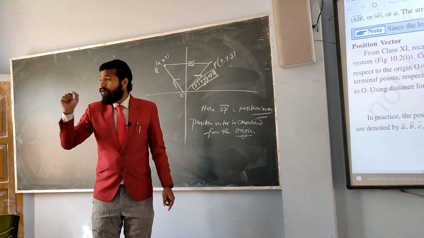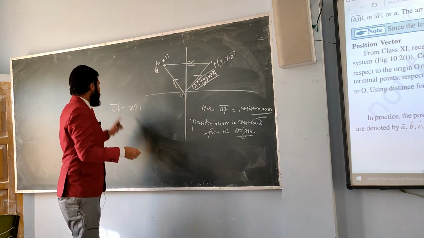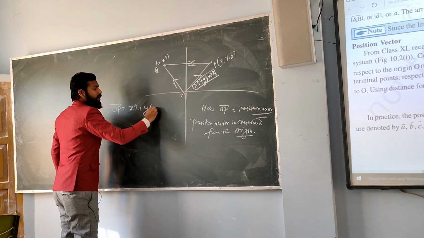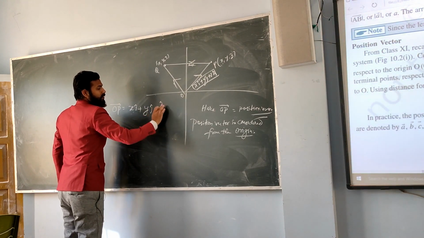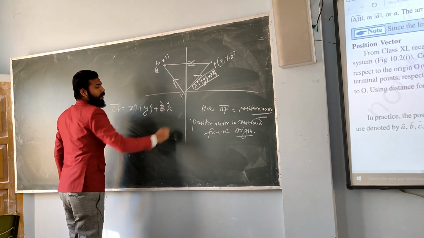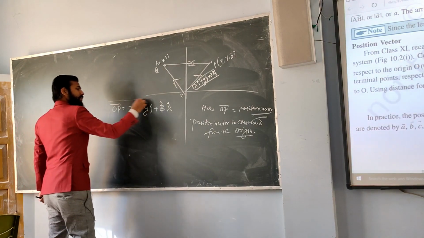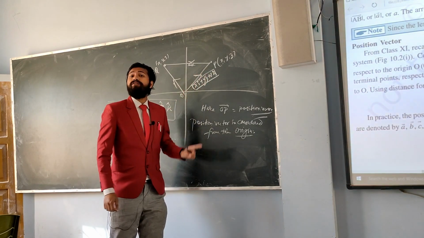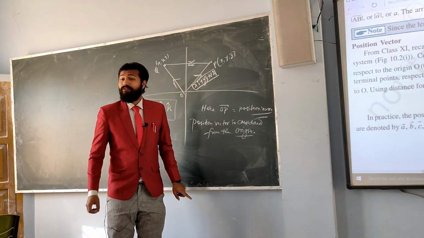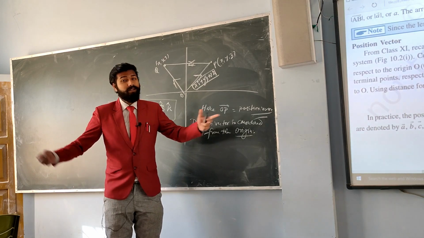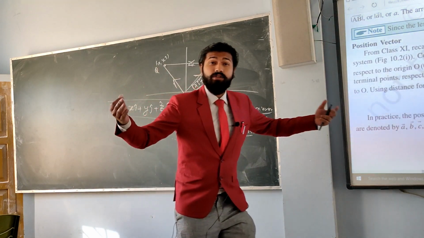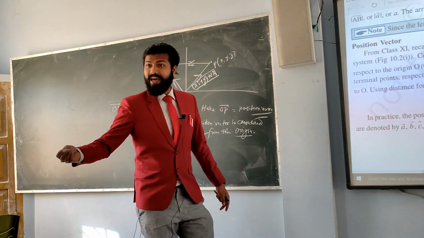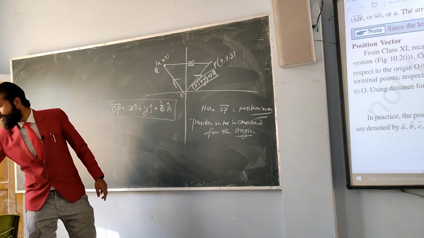It is the combination of all the ordinates on the point. So we can write the OP vector as x i-cap plus y j-cap plus z k-cap. I hope that's clear. Now, my dear, if I ask you to find the distance from O to P, or the magnitude of the position vector, how will you find it? Very nice, we will find it very easily.